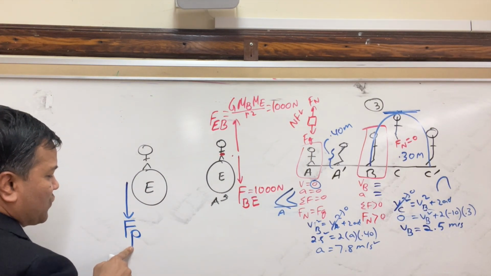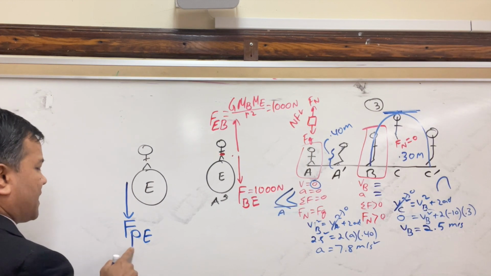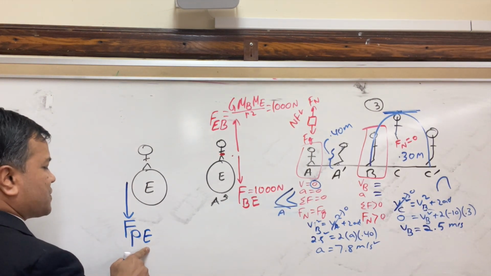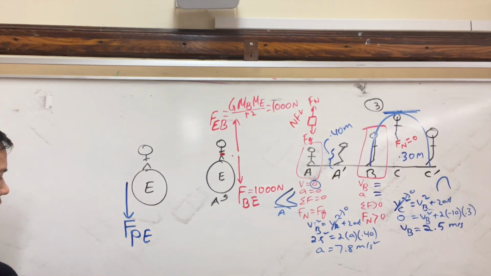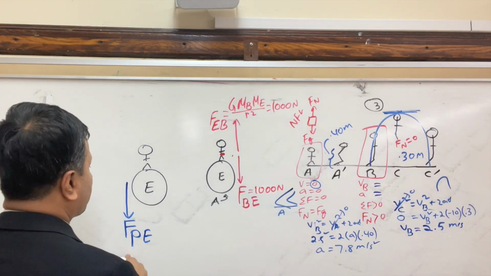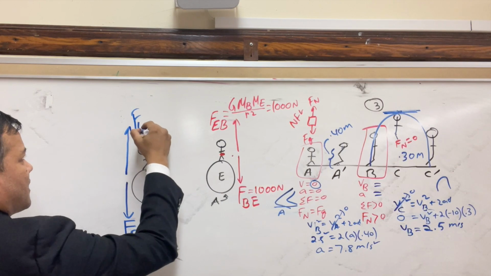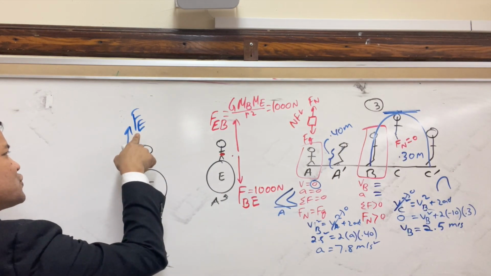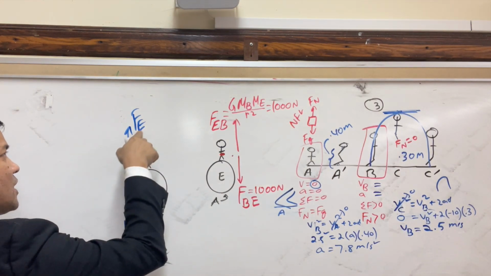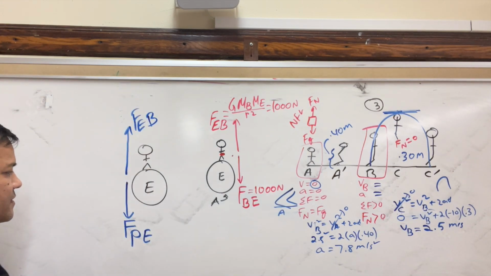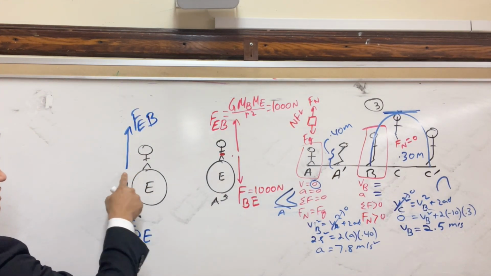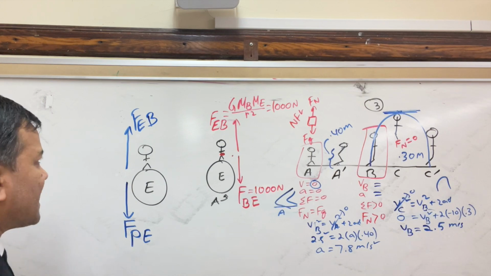The pushing force on Earth by Mr. Barry, and the pushing force on Mr. Barry by Earth. This one is the Earth's pushing force on Mr. Barry, which is equal in magnitude, opposite in direction. But we can calculate it.